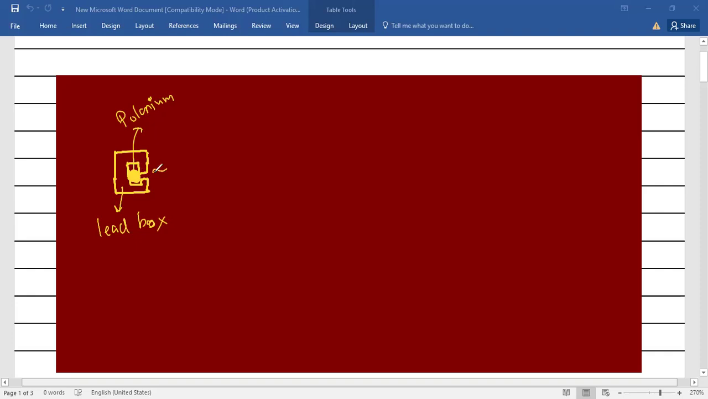Now, since polonium is a radioactive element, it will emit alpha particles. These alpha particles are made to strike a thin gold foil. So why is gold foil taken at that time, or in fact now also? What is the reason that we have taken gold foil?